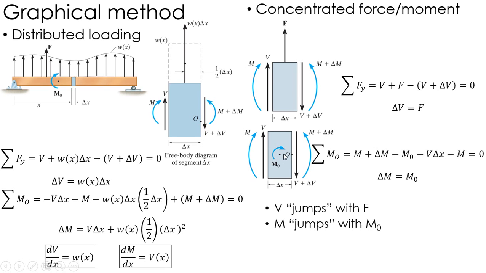What does this exactly tell me? Well, it tells me that I get these jumps. As my shear diagram goes across a concentrated load, it jumps by the same amount as my concentrated load. Same thing with a moment. If I have a concentrated moment, my moment diagram will continue, and then it'll jump by that delta M. So delta M equals M naught, delta V equals F. If I have these concentrated loadings, I get these jumps in either the shear or the moment, depending on whether it's a concentrated force or moment.